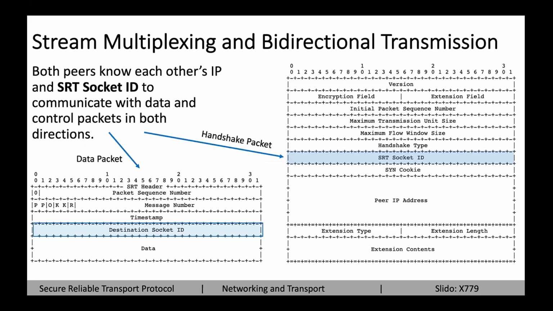SRT manages connections based on the dedicated SRT socket ID field present in every packet. For example, a data packet and the handshake packet are shown on the slides. By means of this SRT socket ID field, SRT provides bidirectional data transmission and stream multiplexing, making several connections on a single UDP link possible.